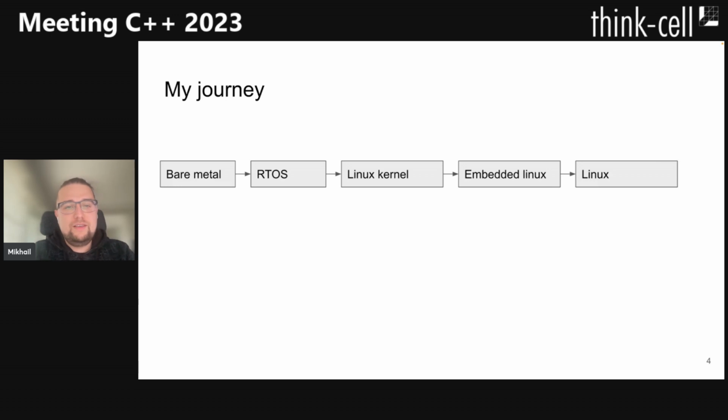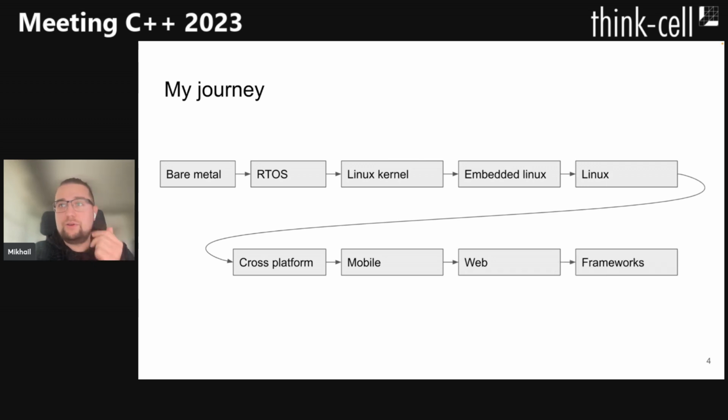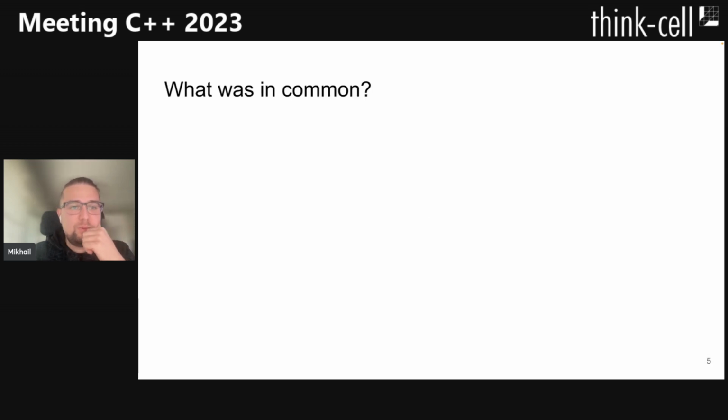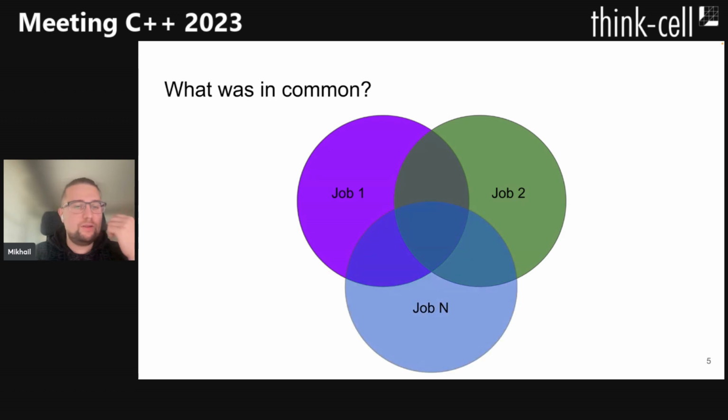When I started to work with Linux, I also started to work cross-platform. That means I started to develop my application also for Windows and Mac. And then I touched mobile development and even web development. Most of my journey was C++ related in that regard. Oh yeah, I forgot to mention that I also developed some frameworks. The interesting thing is what was common between all of these jobs. If we look at one job, another one, and yet another one, the only thing in common was a subset of C++.